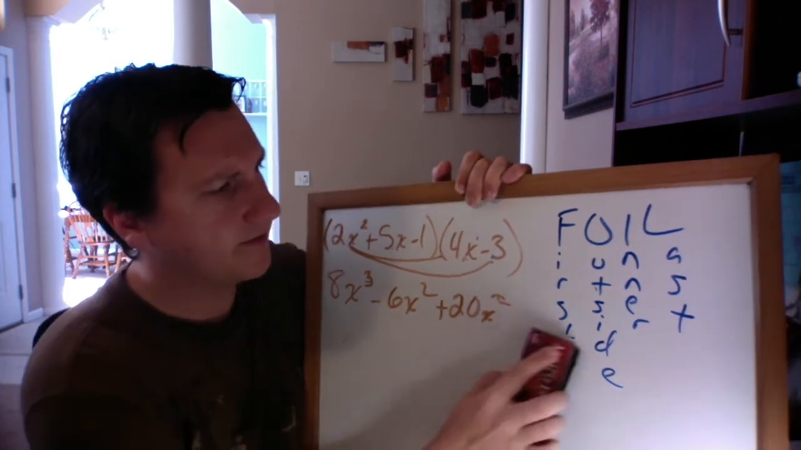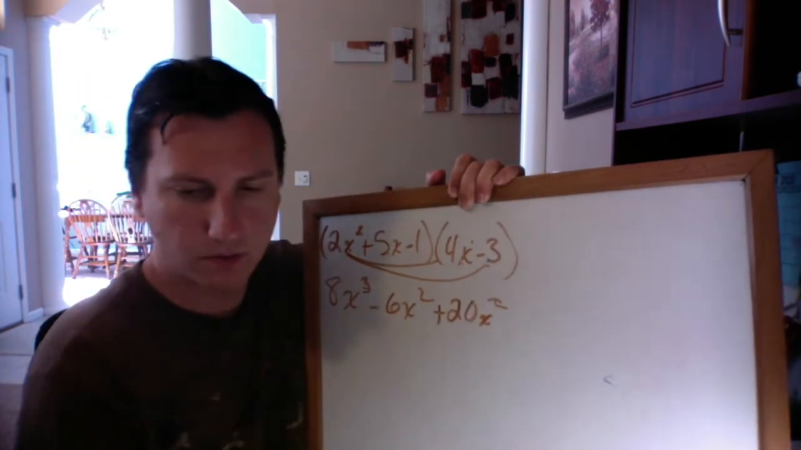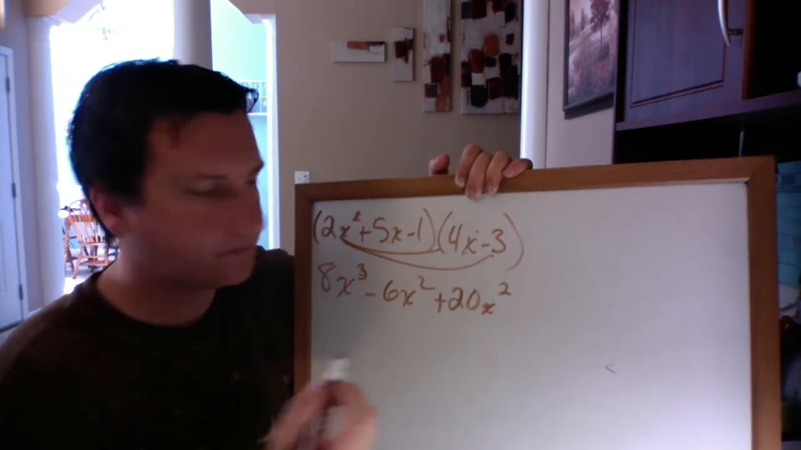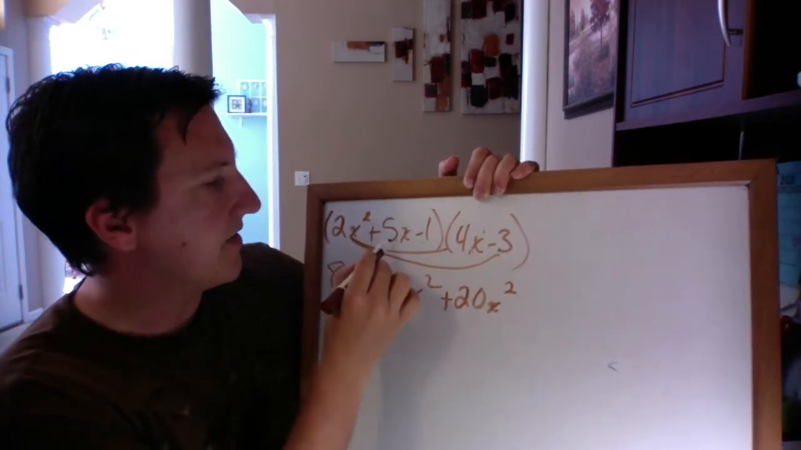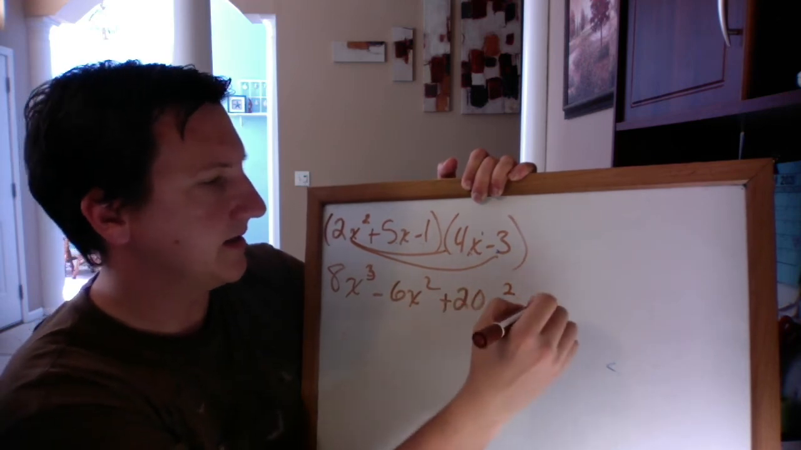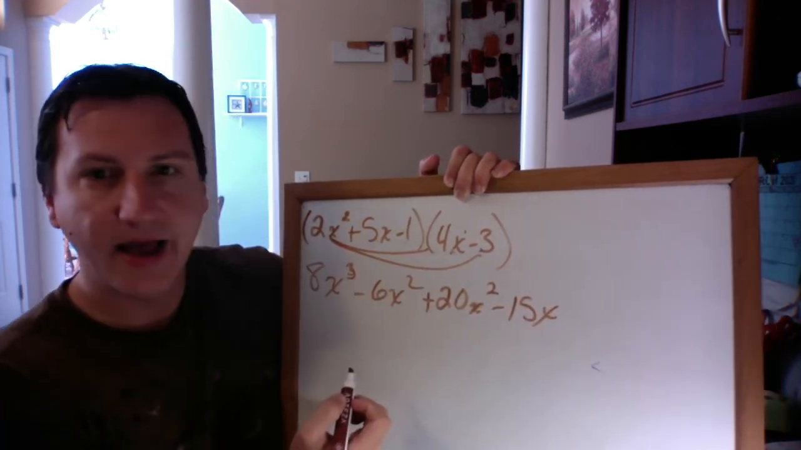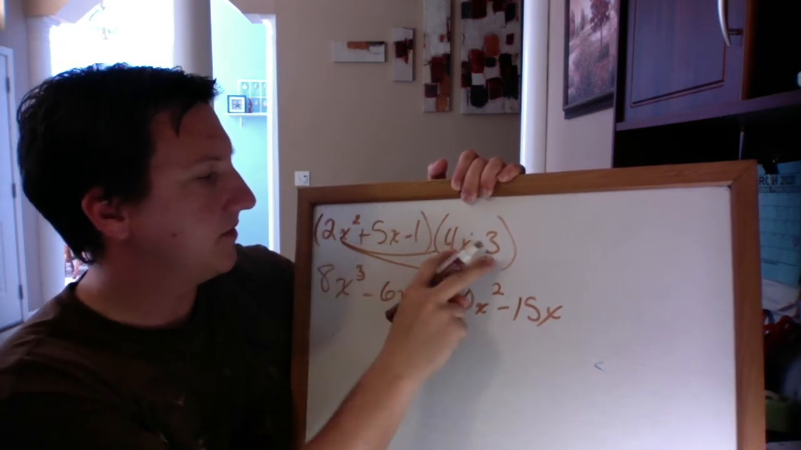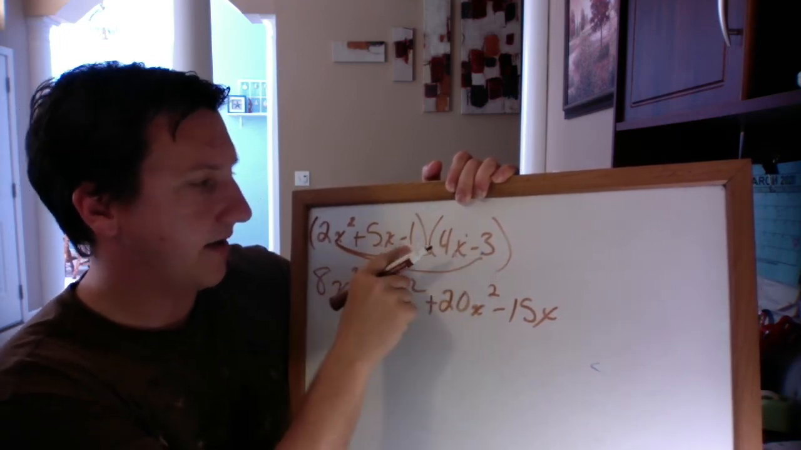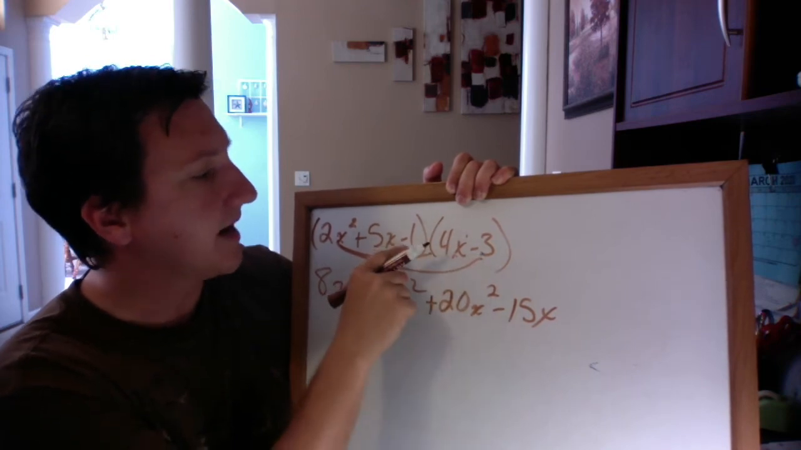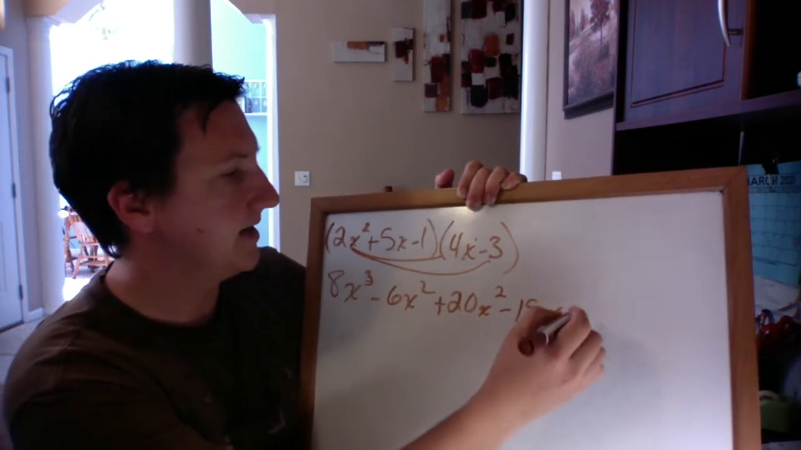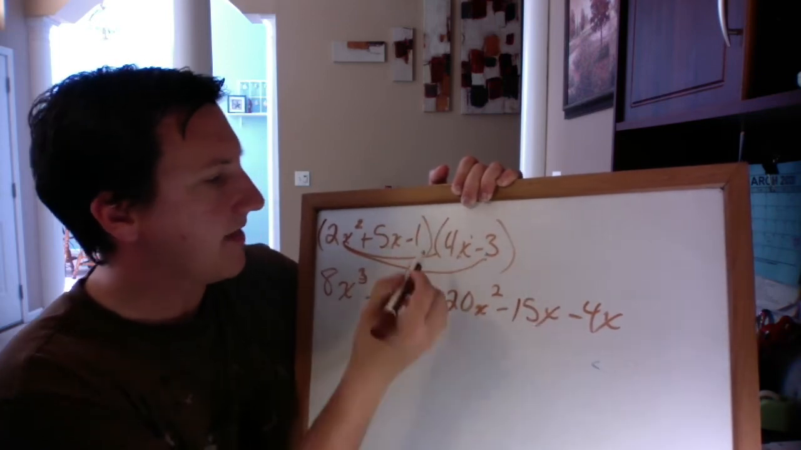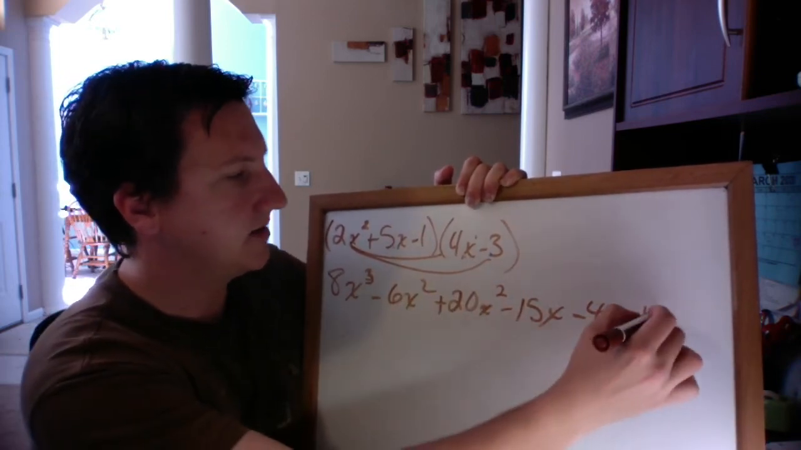And I'm going to erase my FOIL notes here to give me more room. 20x squared, okay? And then 5x times negative 3 is negative 15x. And then the negative 1, because I multiplied this term times both of these, and this term times both of these. Now I just multiplied this term times both of these. Negative 1 times 4x is negative 4x, because the negative times the positive is a negative. And then negative 1 times negative 3 is positive 3.